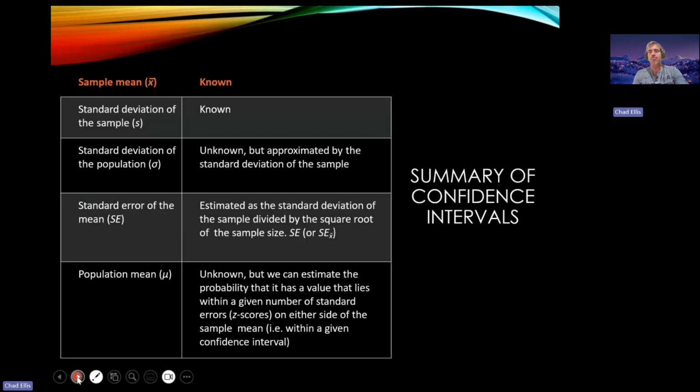So just to summarize, with our confidence interval, our sample mean is something that we've measured, but usually what we're after is the population mean. The standard deviation of the population, usually we do not know that either, just like the population mean. And then we're also going to be using the standard error of the mean, calculated from the standard deviation of the sample and the sample size.